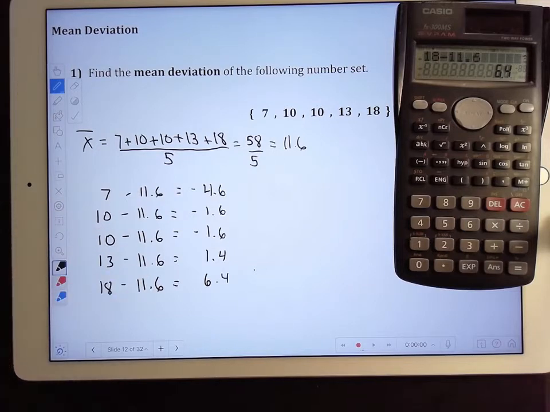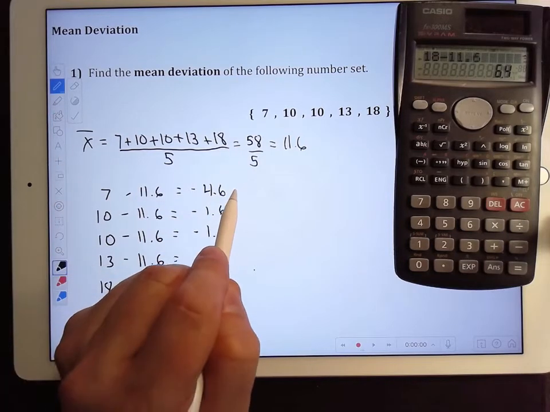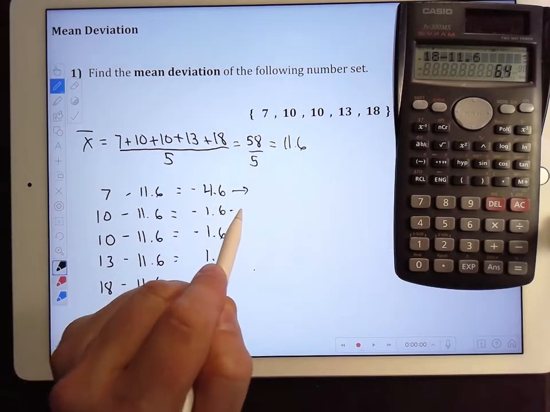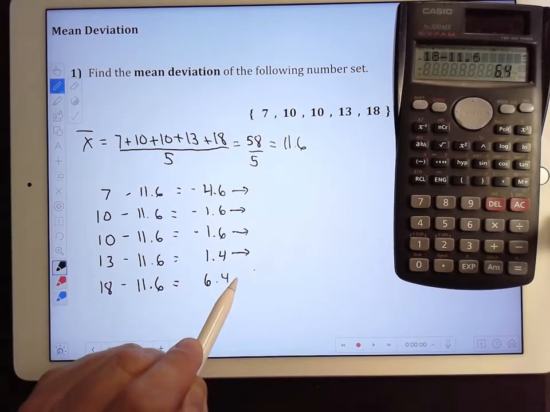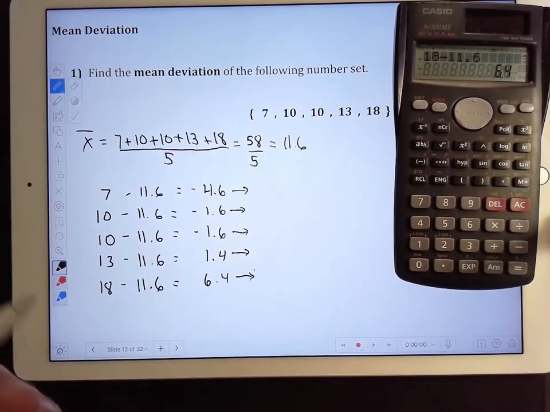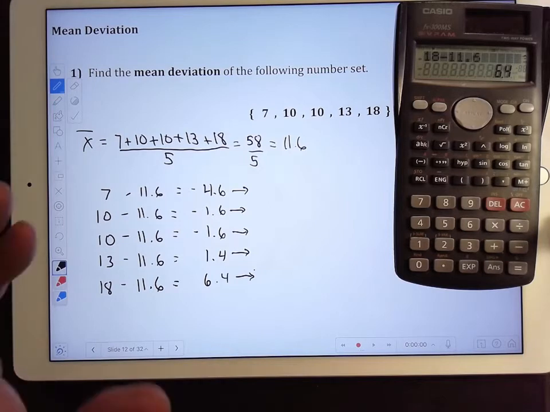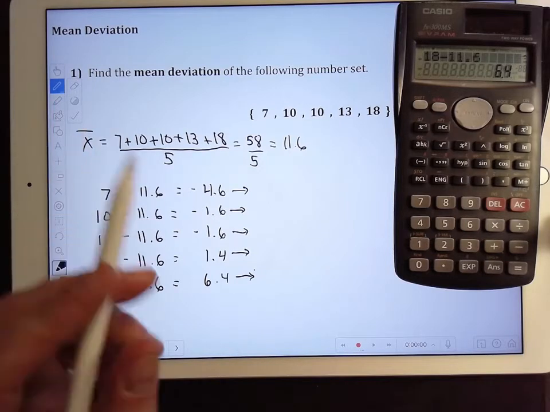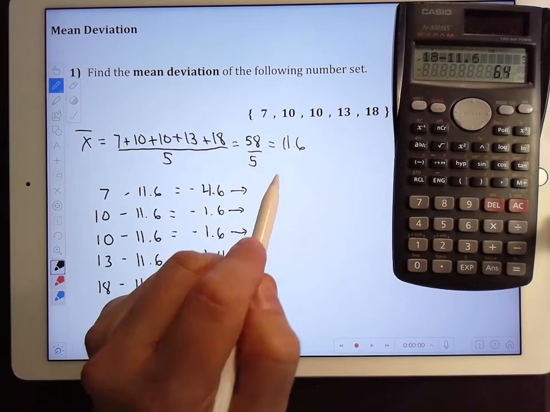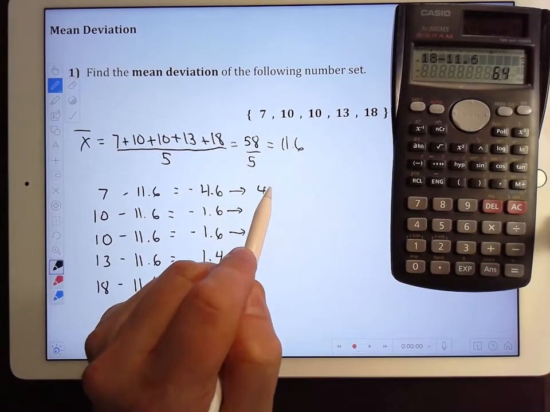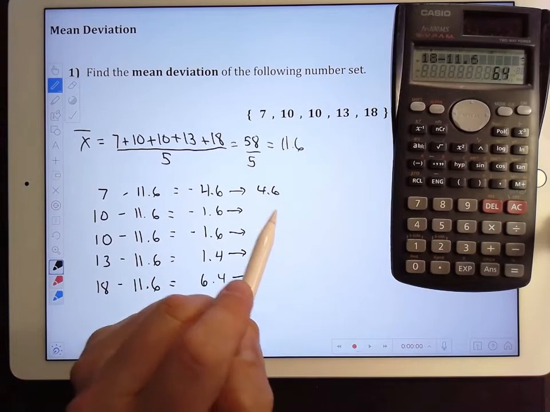The thing is that we don't want to be dealing with whether or not that difference is positive or negative. So the next step in the mean deviation system is to go ahead and change everything to a regular positive number. I'm not interested in whether or not it's bigger or smaller. I just want to know how far away it is from that average. So it doesn't matter to me that it's 4.6 less. I just want to know how far away. So 4.6. We call that the absolute value difference.